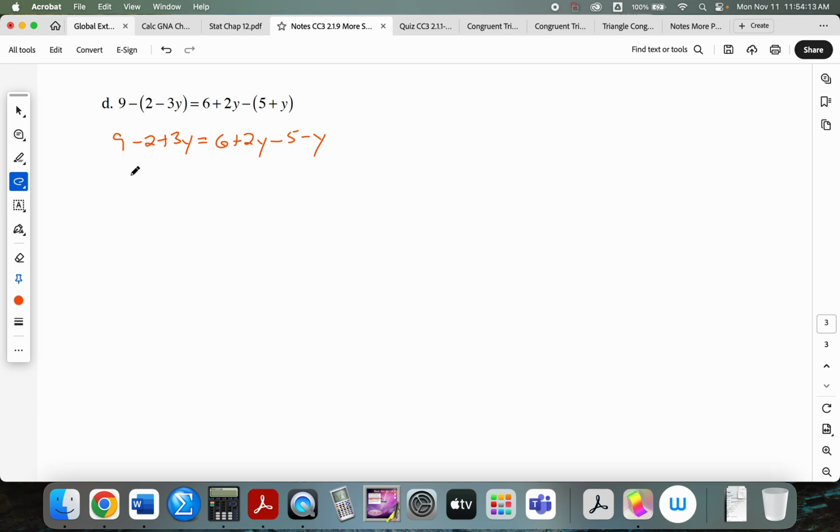Now I'll group the like terms. I like to put the term with the variable in it first. It doesn't matter though. That's 3y plus 7 is equal to y plus 1. Subtract a y tile from both sides. We have 2y plus 7 is equal to 1.